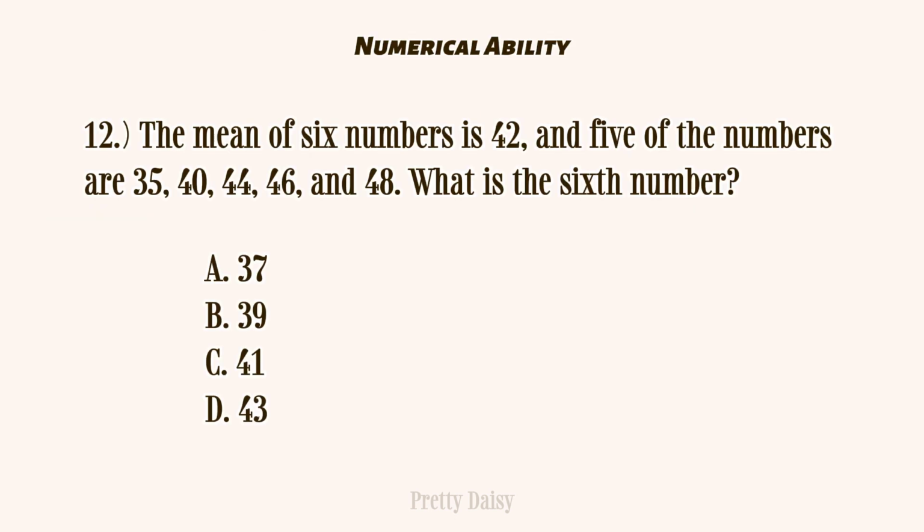12. The mean of 6 numbers is 42, and 5 of the numbers are 35, 40, 44, 46, and 48. What is the 6th number? A. 37. B. 39. C. 41. D. 43.